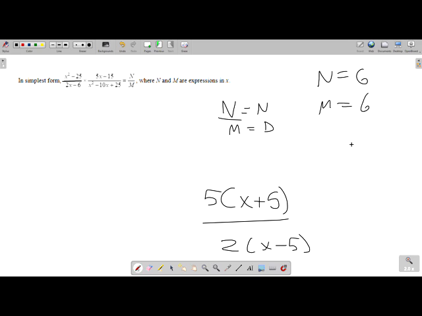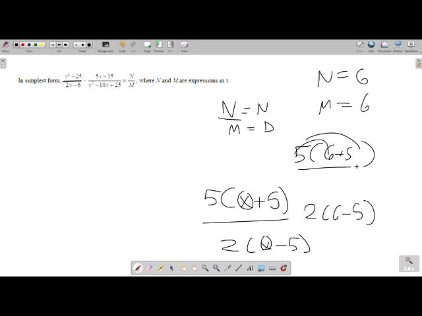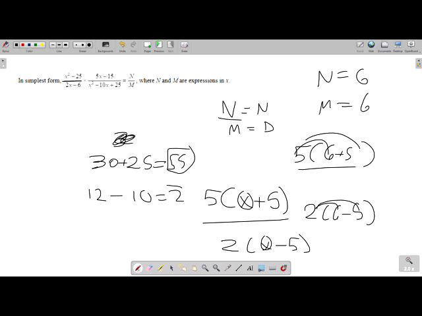Now, what are they referring to as m and n? They're just referring to the x's, okay? So what we're going to want to do is replace it with the x. So it's going to be 5 times 6 plus 5, and for here it's going to be 2 times 6 minus 5. Distribute, you end up with the numerator 30 plus 25, which is equal to 55. That's for m. Now for this one, it's going to be 12 minus 10, which is equal to 2. So A is 55 and B is 2.